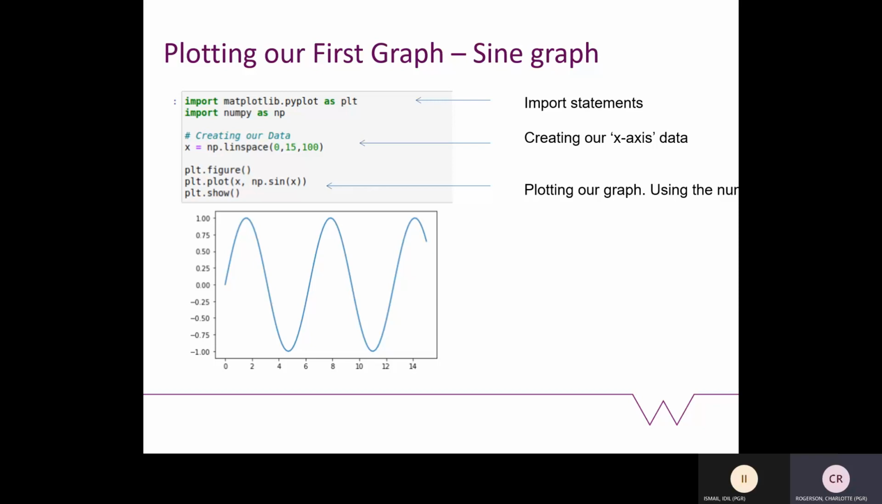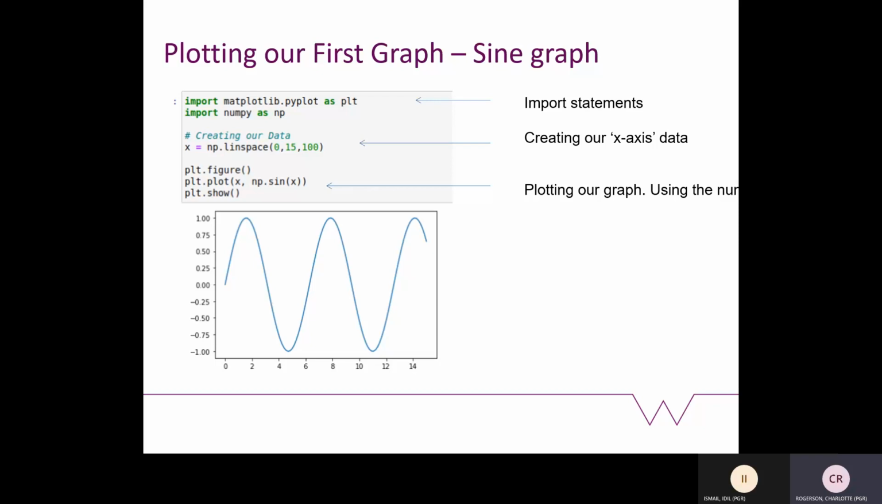So the next step is to create our y data. In this example, we just use the numpy sine function on the x data. I've done this within the plt.plot function, which is where you actually tell the code to plot your data. This function takes in x values in the first space and then also the y values after it.